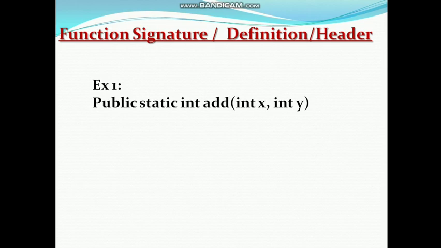So this is the header of a function. It is also called the signature or definition. That is the header of the function without a body. That is a function signature or definition or a header. Next example, void sum. This is again a function signature or definition or a header.